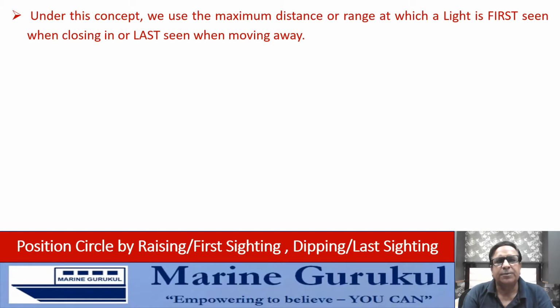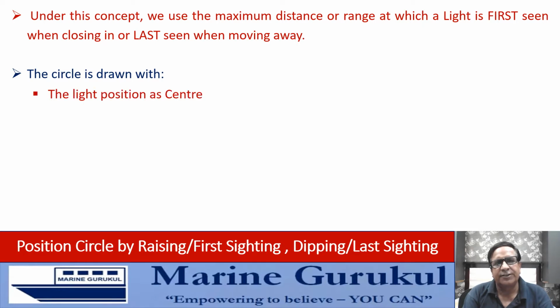Under this concept, we use the maximum distance or range at which a light is first seen when closing in, or last seen when the vessel is moving away from it. The circle is drawn with the position of the light on chart as its center and the first or the last sighting distance or range as its radius.